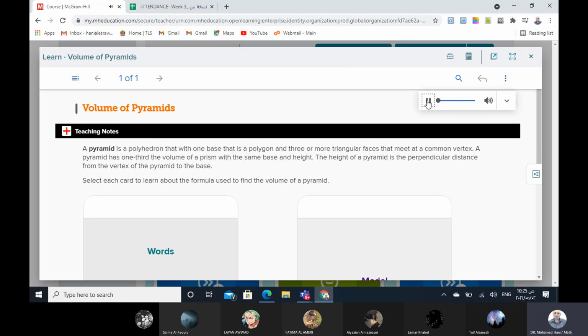Volume of pyramids. Teaching notes. A pyramid is a polyhedron with one base that is a polygon and three or more triangular faces that meet at a common vertex. A pyramid has 1/3 the volume of a prism with the same base and height. The height of a pyramid is the perpendicular distance from the vertex of the pyramid to the base.